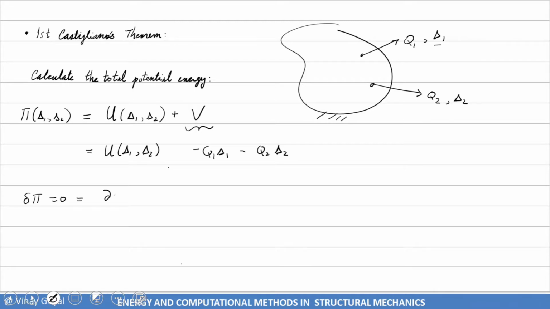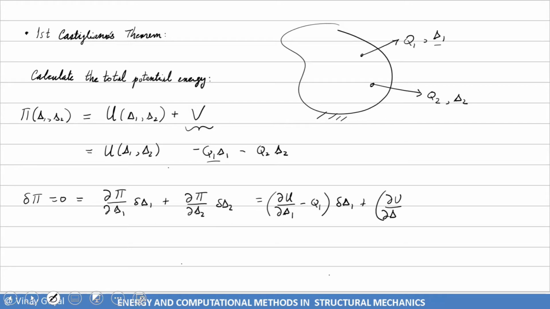So now when I take the first variation of pi and set that equal to 0, I get the derivative of pi with respect to delta 1, times variation of delta 1, plus the derivative of pi with respect to delta 2, times variation of delta 2. And so the derivative of pi with respect to delta 1 is simply the derivative of U with respect to delta 1, and I have this term here, so the derivative of that is minus Q1, variation of delta 1, plus the derivative of U with respect to delta 2 minus Q2, variation of delta 2, equal to 0.